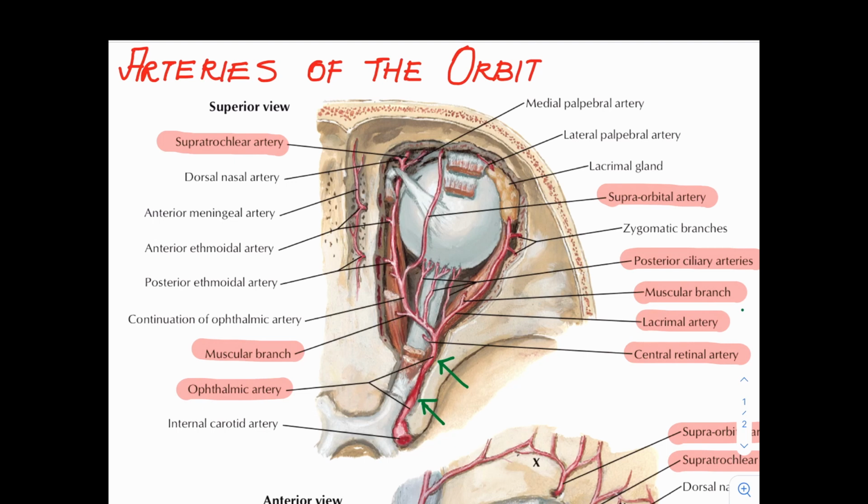Bismillahirrahmanirrahim. Welcome to today's lesson on arteries of the orbit. The arteries of the orbit include the ophthalmic artery and its branches.